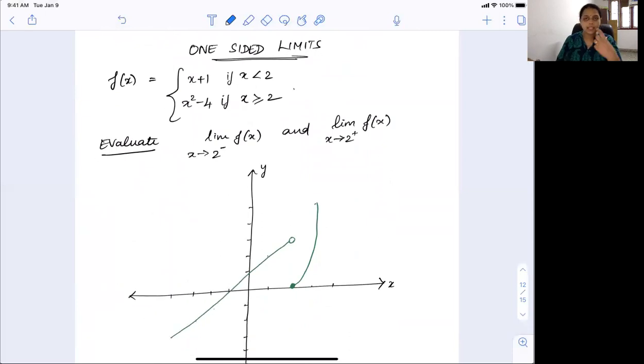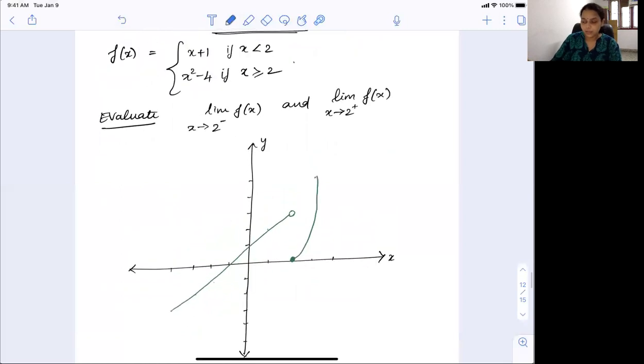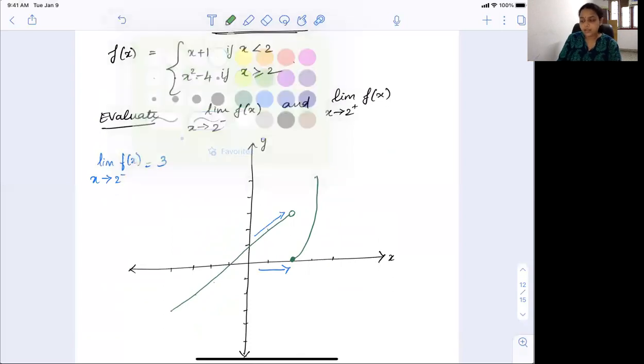Now, we are given this piecewise function, where for values of x less than 2, f of x is given by x plus 1. And for values of x greater than or equal to 2, f of x is given by x squared minus 4. Now, what's the limit of f of x as we approach 2 from the left-hand side? When we approach 2 from this side, f of x is tending to 3. So the left-hand limit here, the limit of f of x as x tends to 2 minus, is given by 3.